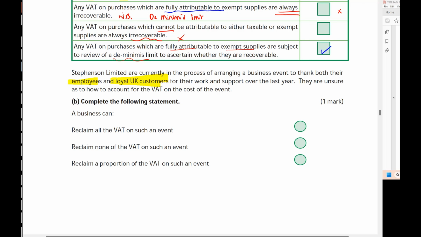So reclaim all the VAT, I'm going to say no, because of the customers. Reclaim none of the VAT, well, it's not that either. I can reclaim a proportion. I could reclaim the proportion that relates to my employees, just not reclaim the proportion that relates to my loyal UK customers. So that one is a little bit of both.